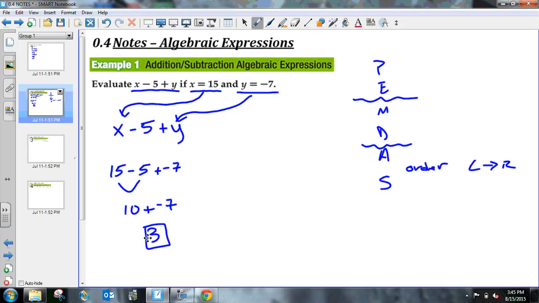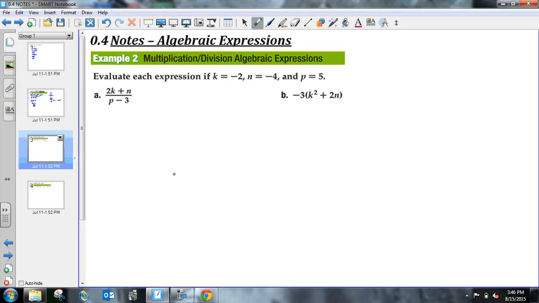And I've evaluated that. Now, I want you to notice something, guys. I do not have equal signs in between these. This is because these are not equations. This is an expression. An equation has equal signs. Expressions do not, okay? So please don't use equal signs on this. That's not mathematically correct. But in the end, I just want you to get the right answer. Okay, let's look at example 2.